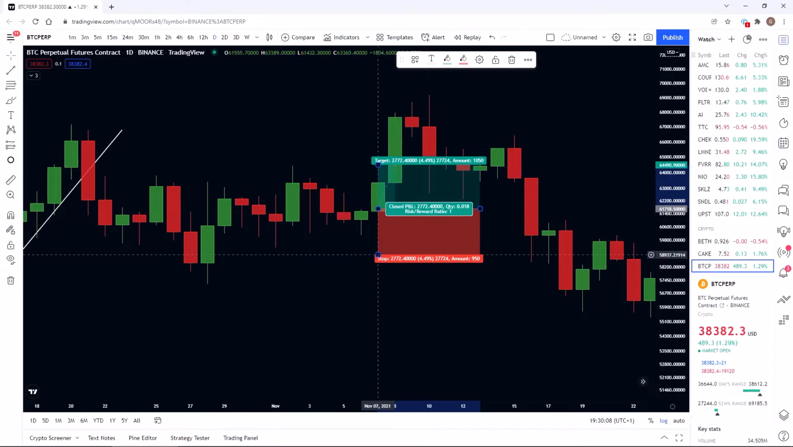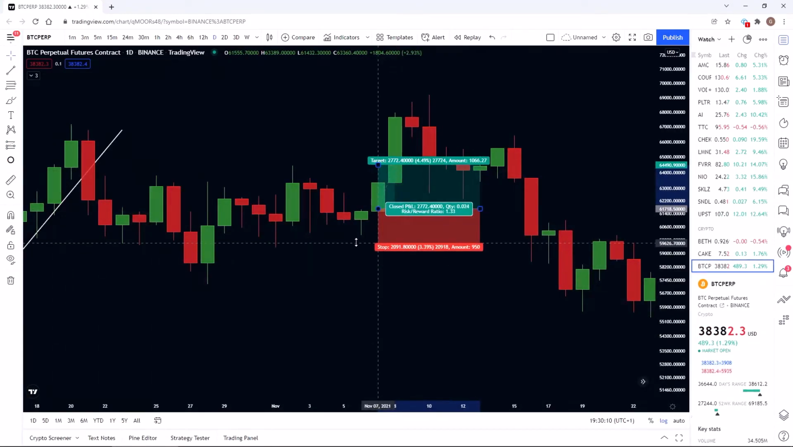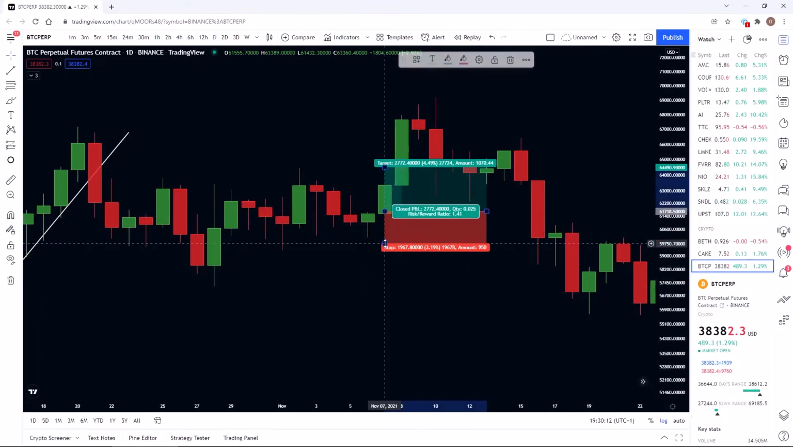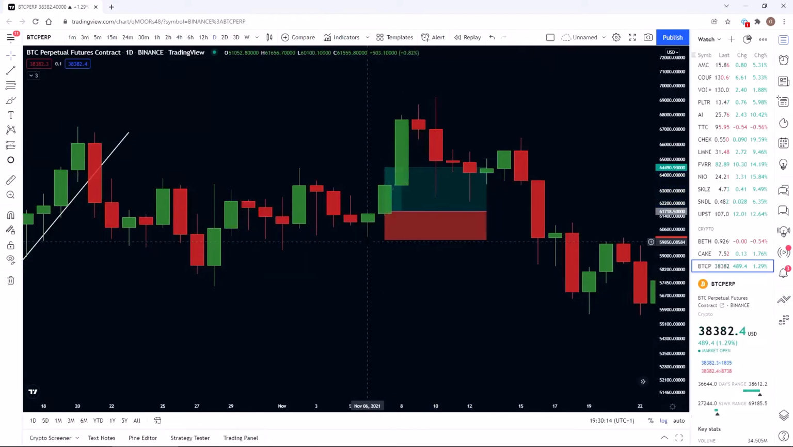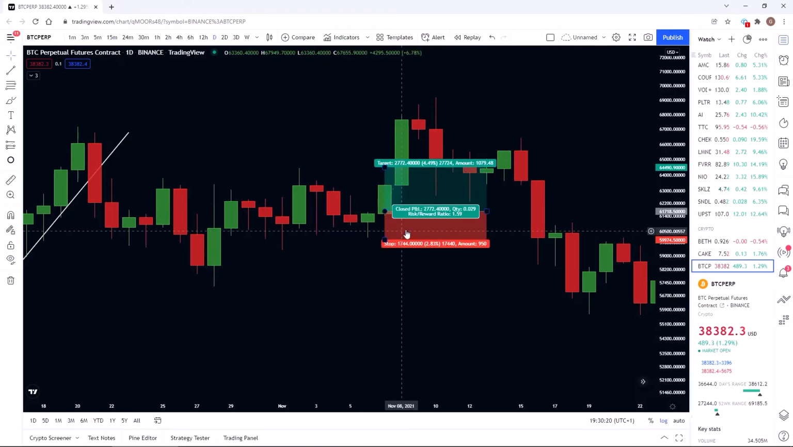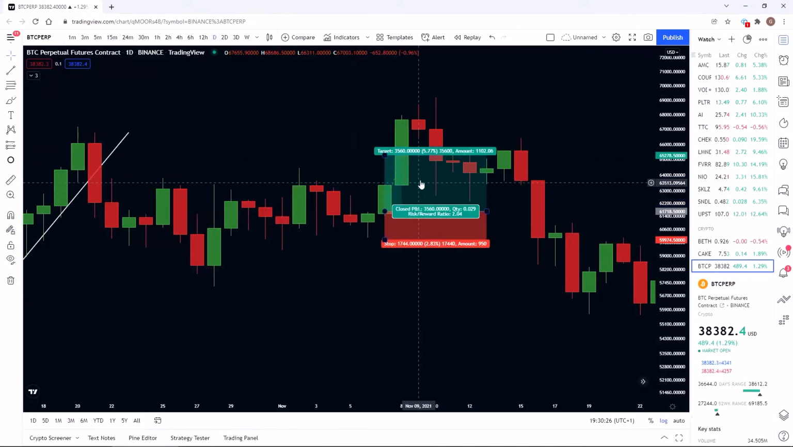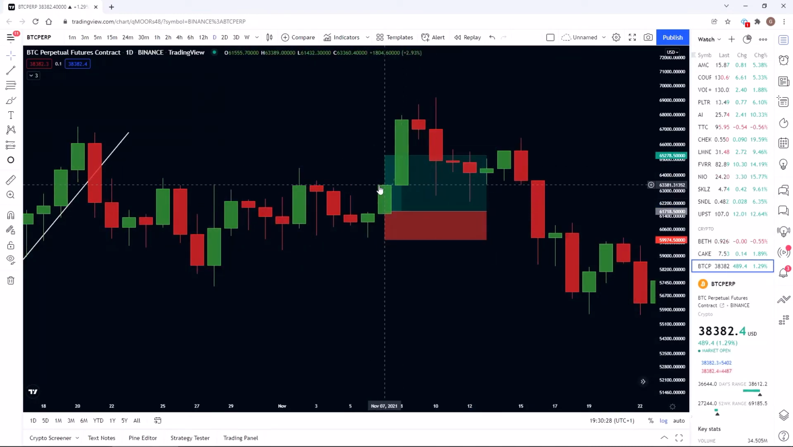So let's do that. You enter here, you see it prints a hammer. Oh, sorry. You enter here, put your stop just slightly below it, give it a bit of space to breathe, like maybe 0.5%, 1/4%, whatever. And you're going to target whatever you like to target. I like to target twice the risk, and as you can see, it only took like a day or two, and it hits the target.